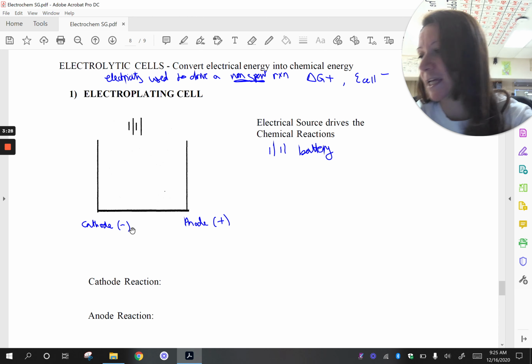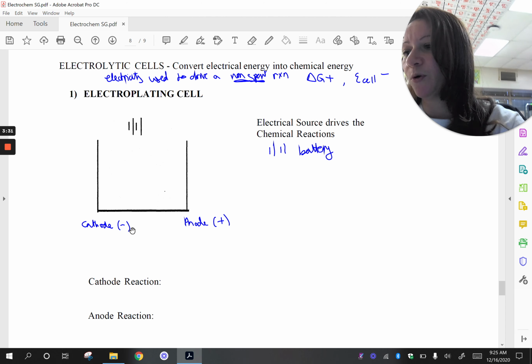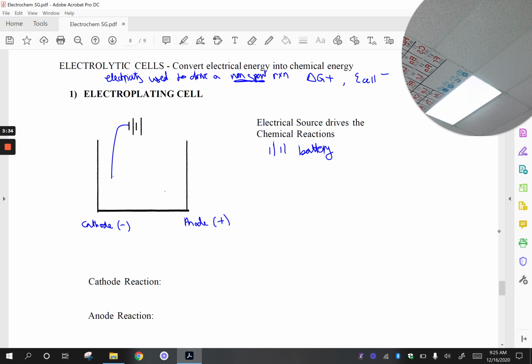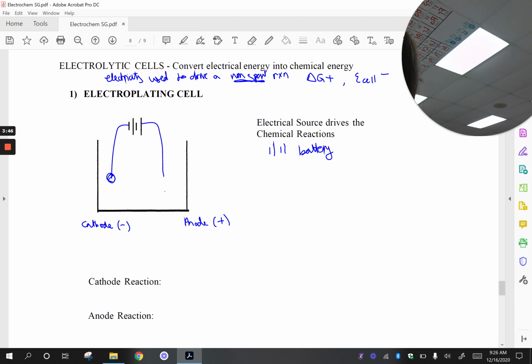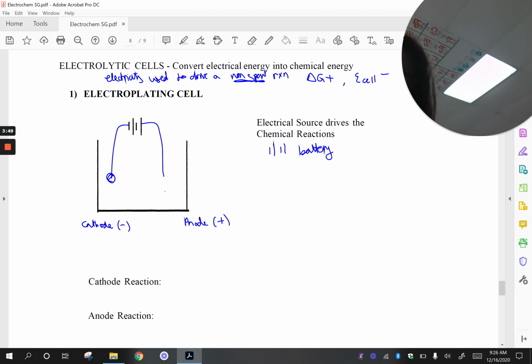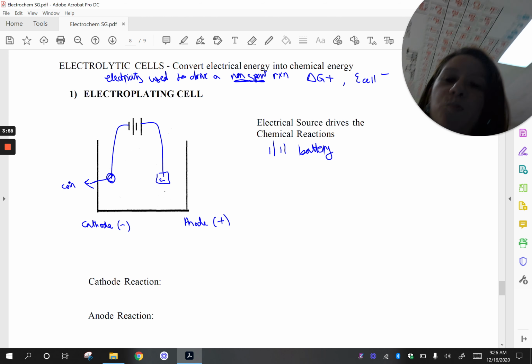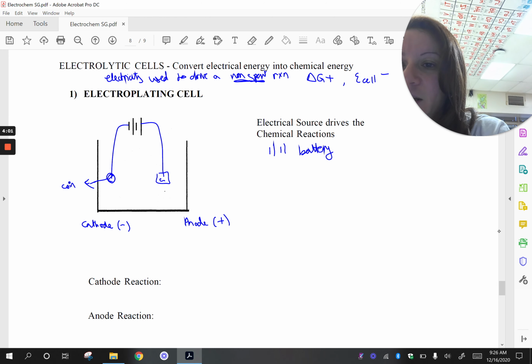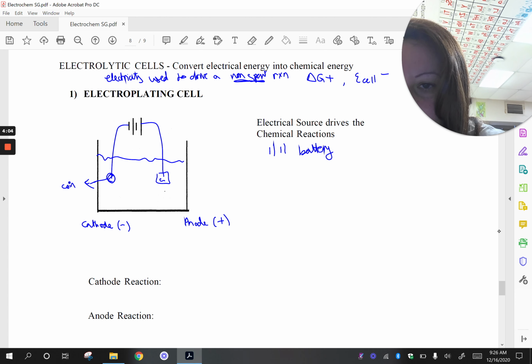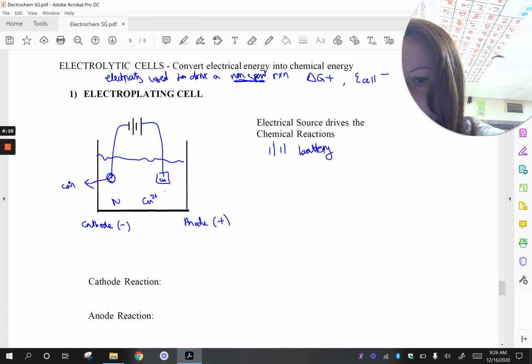So let's say I want to plate a coin. I'm going to put the coin right here. This is my coin that I want to plate. And I'm going to put whatever I want to plate it with. Let's say I want to plate it with copper, so I'll put a chunk of copper here. I need a solution, so I'm going to put some copper solution here, maybe copper nitrate.